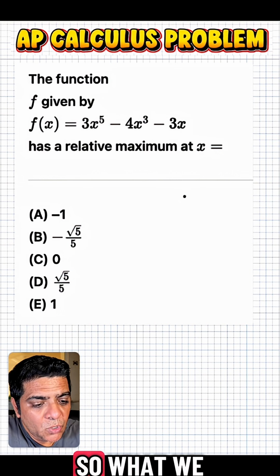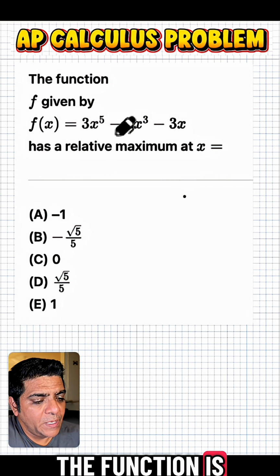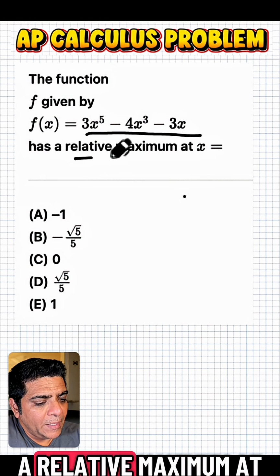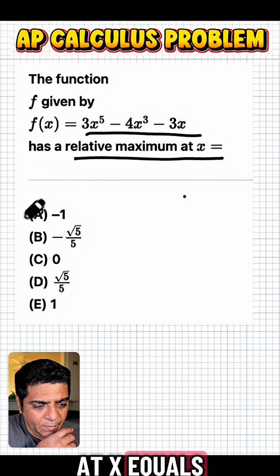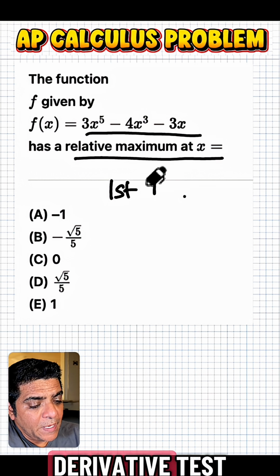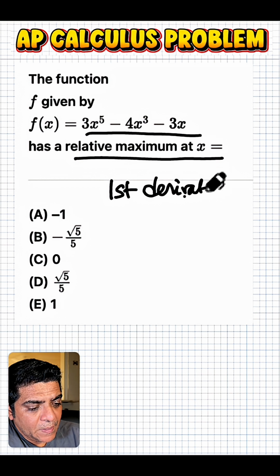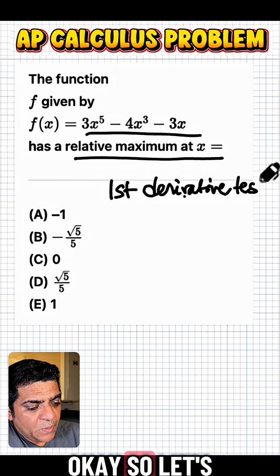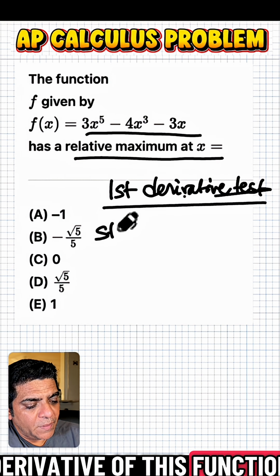Let's go. So what we have here is the function is given and has a relative maximum at x equals one of these values. All right. So we are going to use the first derivative test. So let's first find the derivative of this function.